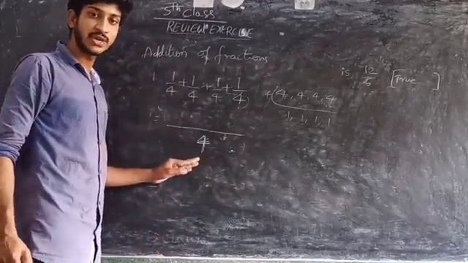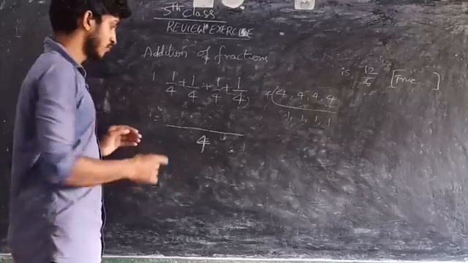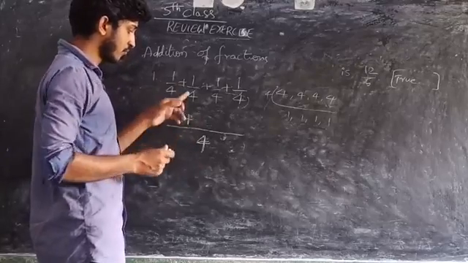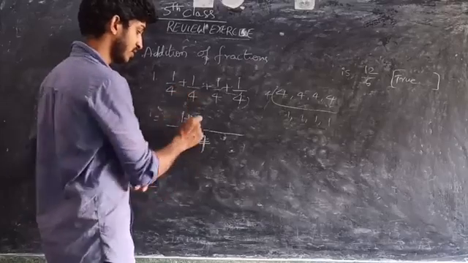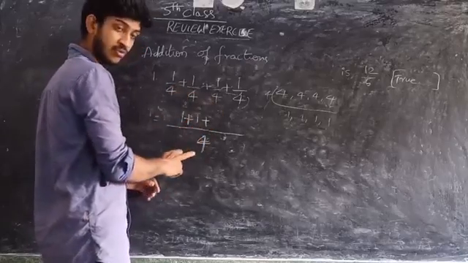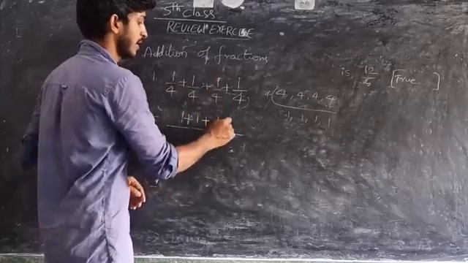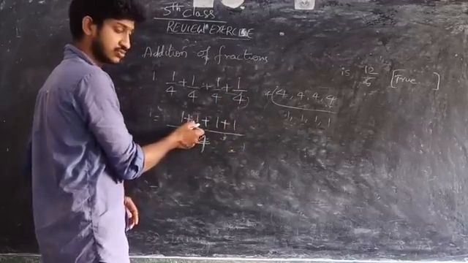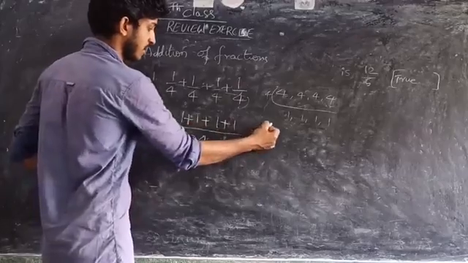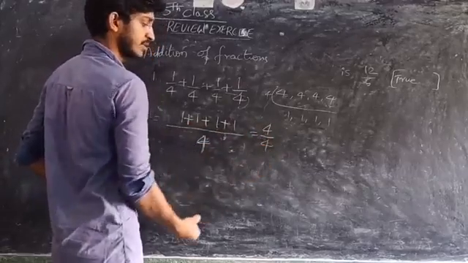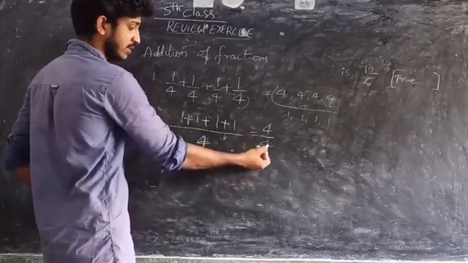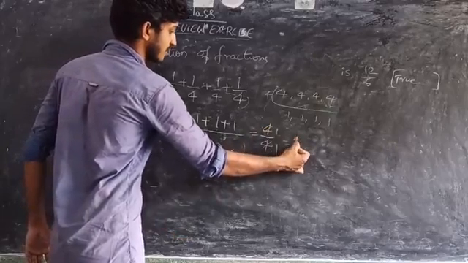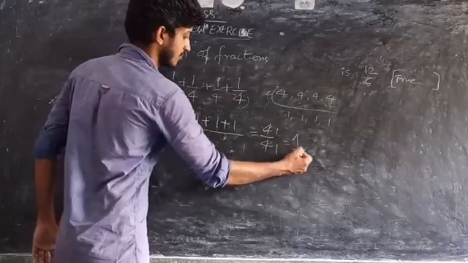And 4 in the 4 table one time, so 1 into 1 is 1. Again 4 in the 4 table one time, 1 into 1 is 1, and again 1, and again 1. So 1 plus 1 is 2, 2 plus 1 is 3, 3 plus 1 is 4. I get 4 divided by 4. Here the numerator and denominator are the same, so they cancel each other. So the answer is 1.